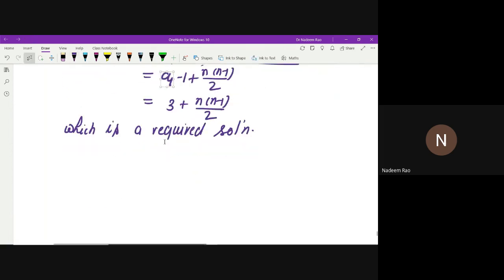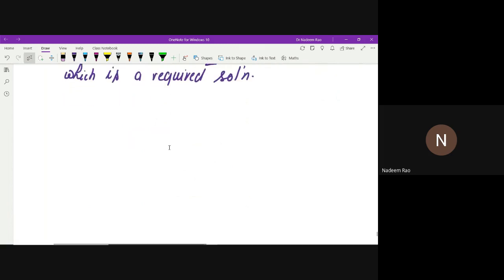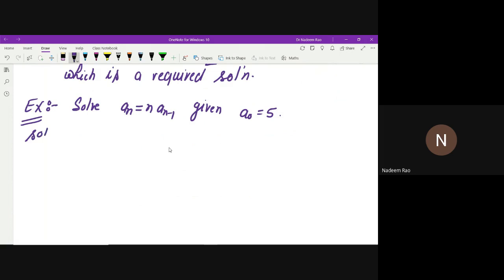Now we move to another example. The examples are very simple. If you try yourself, then you can find out the solution very easily. Solve a_n equals a_(n-1), given a_0 equals 5. Solutions.